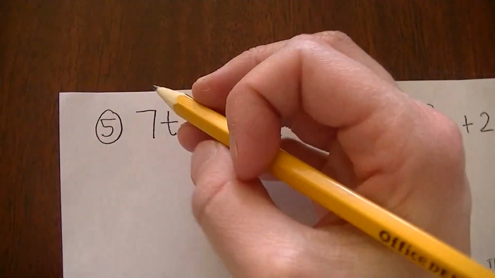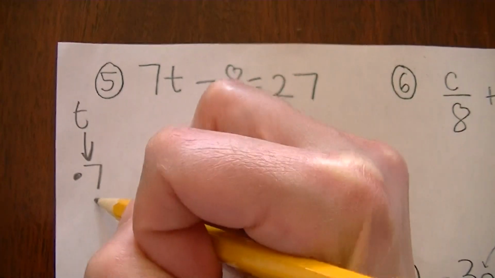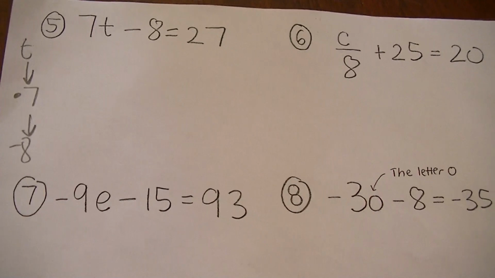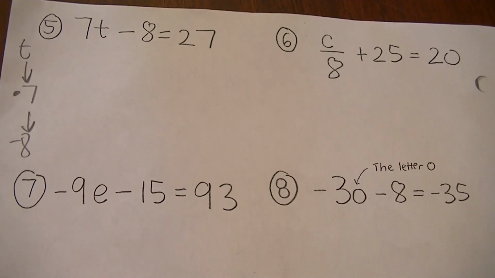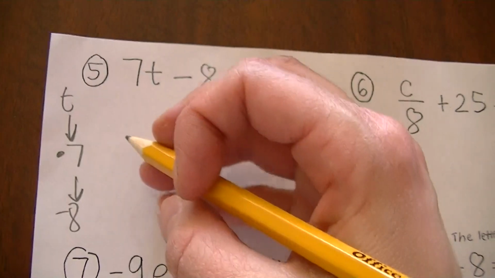Okay, build it first. Start with T, multiplied it by 7, then they subtracted 8. Okay, now this side I'm going to go just a little bit faster just because I spent a lot of time on the front page, and the front page is very similar to the back page. So if you have any questions, please bring them to class so I can answer them, okay?